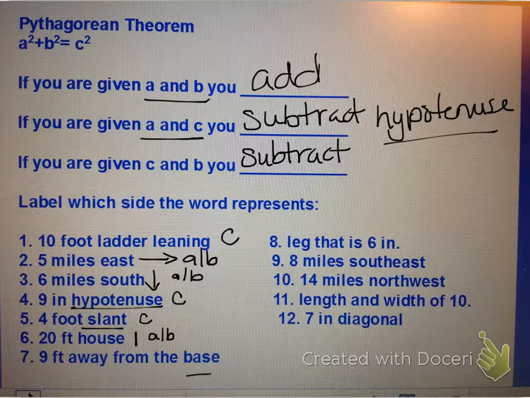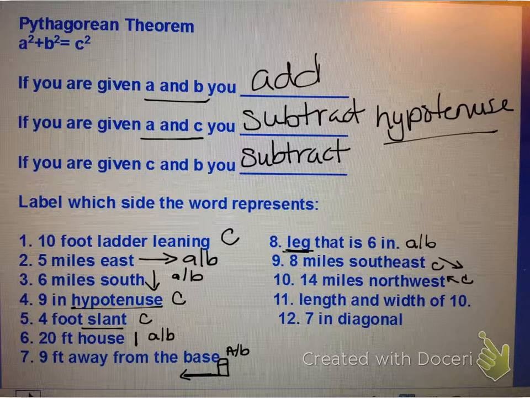9 feet away from the base, so you're away from the bottom, that would go this way. So again, if this was your little house, you're 9 feet away, so then this would be an a or a b. So a leg is another key vocabulary word. A's and b's are the legs of your triangle, so they have given you an a or a b. 8 miles southeast, the southeast goes at a slanted angle, so therefore they've given you a c side. Same thing with northwest, they've given you a c side.